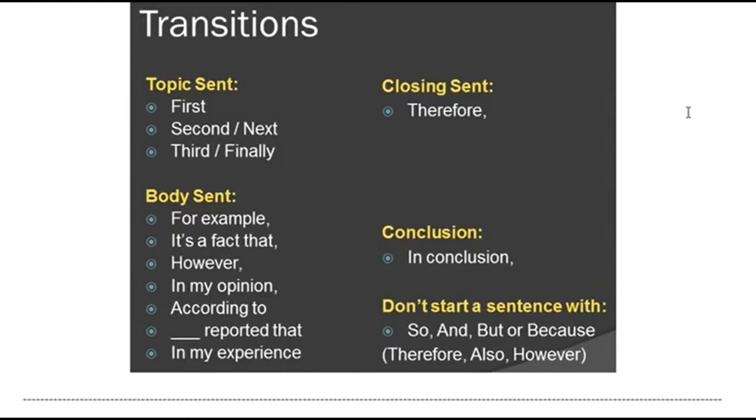Very important, don't start a sentence with so, and, but, or because. Instead, you should use therefore, also, however. Okay, so this is a no-no. These are conjunctions. We call these conjunctions. They are there to make one whole sentence, not to make their own sentence. But these are called transitions, and we can use them at the beginning of a sentence. It's totally fine.